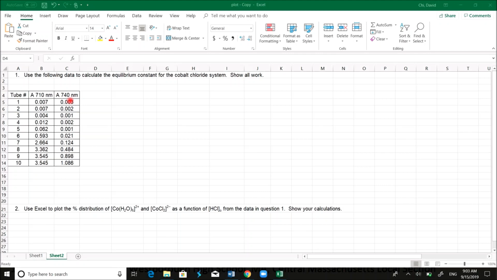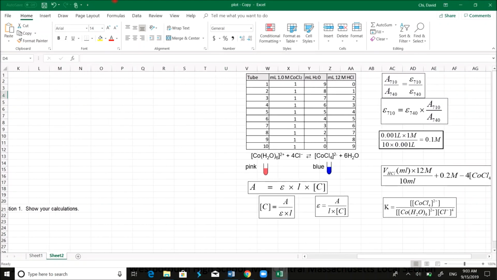Here is what you are going to do in the lab. You are going to have 10 test tubes. Into each test tube, you will add 1 milliliter of cobalt chloride with 1 molarity concentration, together with different volumes of water and hydrochloric acid. The cobalt ion from cobalt chloride either combines with water to form a pink-colored octahedral cobalt hexahydrate, or it combines with chloride to form a blue-colored tetrahedral complex.